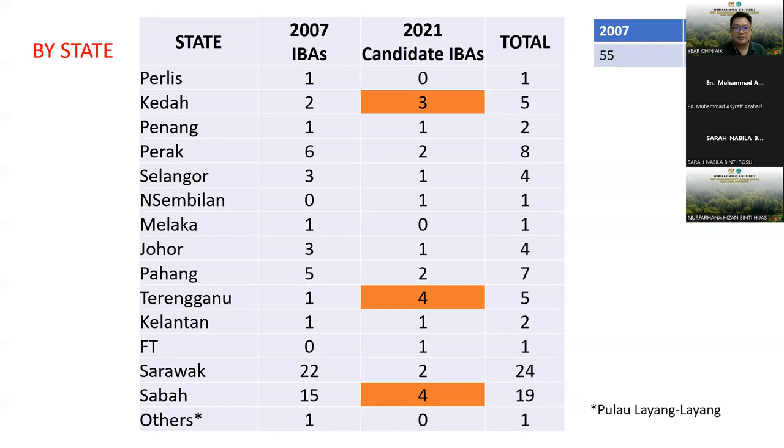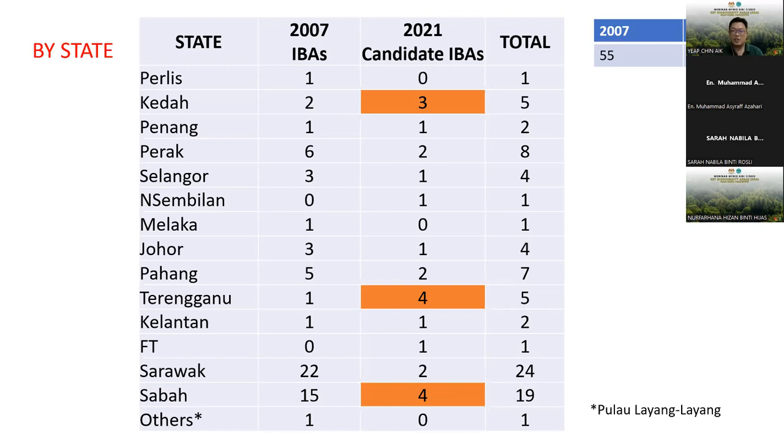Right now, as I said, we have 55 IBAs, but MNS is currently carrying out a review process. For such a long time we have had 55, and there are definitely more candidate IBAs for Malaysia. We carried out an internal review, and we found that there are possibly about 26 or 27 of what we call candidate IBAs. The reason is that when we did the first round of IBAs, in some cases we did not have information about certain sites. Let me give you an example.